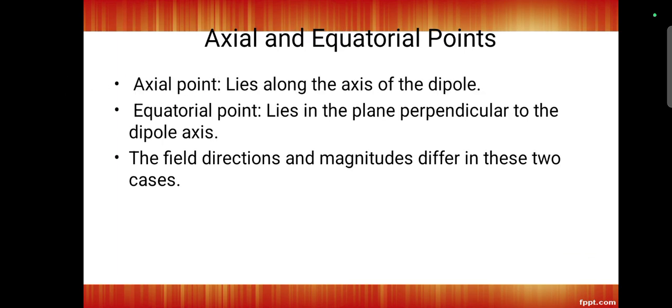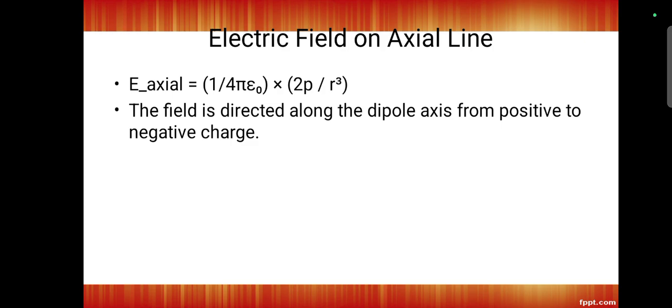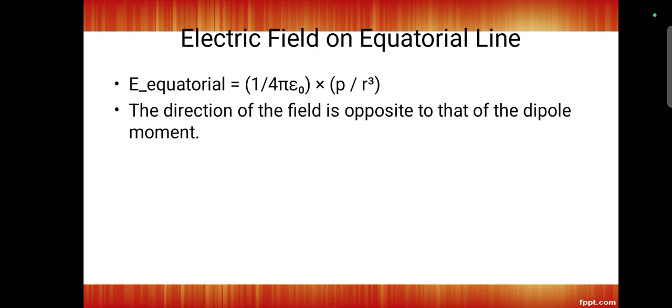Axial and equatorial points. The axial point lies on the axis of the dipole. Equatorial points lie on the plane perpendicular to the dipole axis, and the field directions and magnitudes differ in these two cases. Electric field on the axial line: E axial is equal to 1 by 4 pi epsilon naught into 2 P divided by r cube. This is directed along the dipole axis from negative to positive charge. Electric field on the equatorial line, E equatorial, equal to 1 by 4 pi epsilon naught into P divided by r cube. The direction of the field is opposite to the dipole moment.